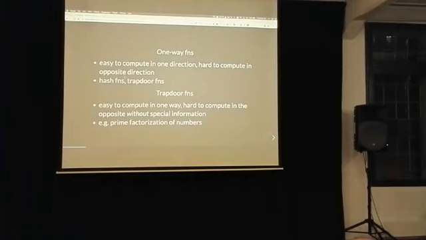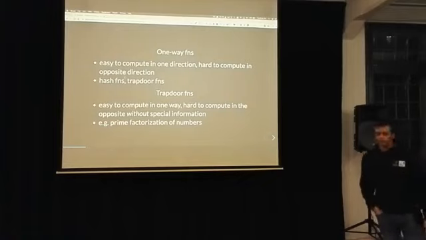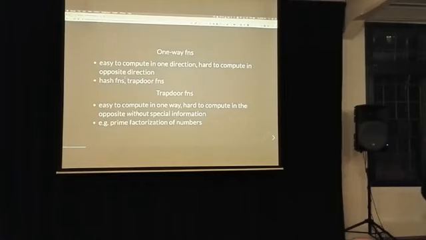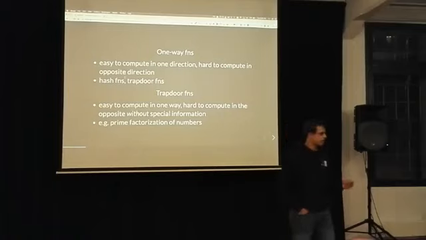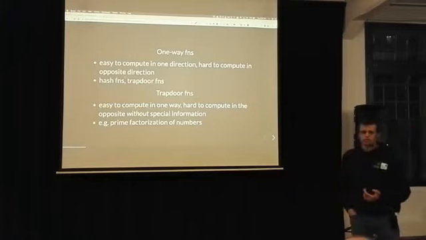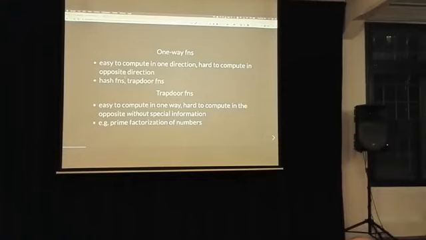So to understand how public key cryptography works, let's talk about this concept of a one-way function. A one-way function is a function that's easy to compute in one direction, but very hard to compute in the opposite direction. So this generalizes some very different concepts in computer science, such as hash functions and trapdoor functions. What's a trapdoor function? It's a function that's easy to compute in one direction, but very hard to compute in the opposite direction without special information.